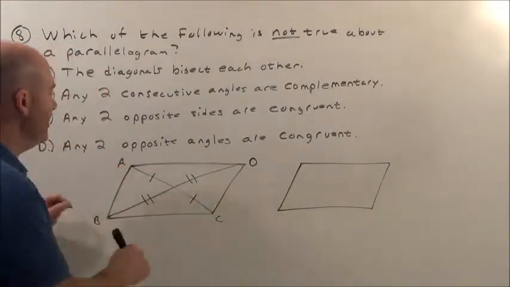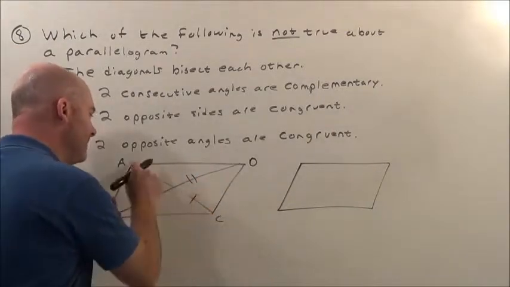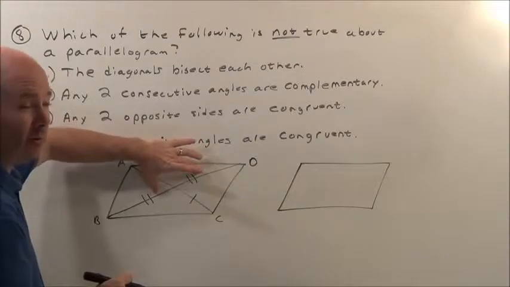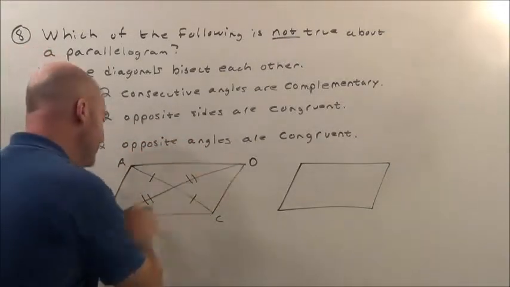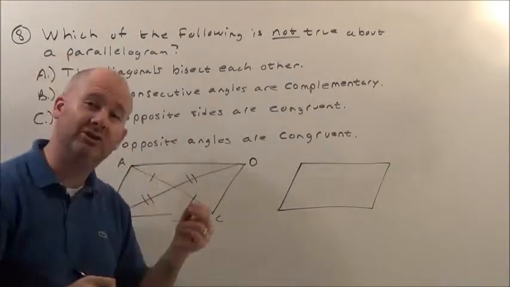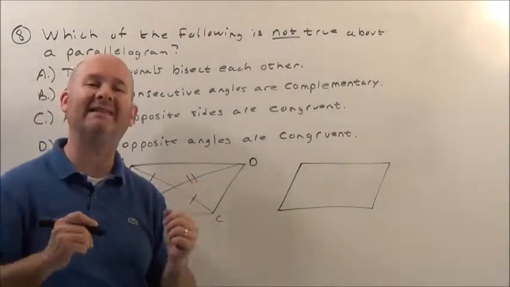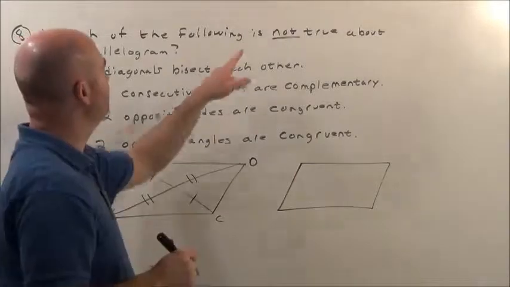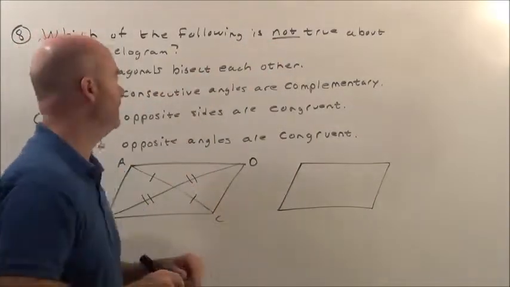They'll cross these two. This diagonal will cut this diagonal into two equal parts, and this diagonal will cut that diagonal into two equal parts. In other words, they will bisect one another. So that absolutely is a true fact. So we're looking for the one that's not true.